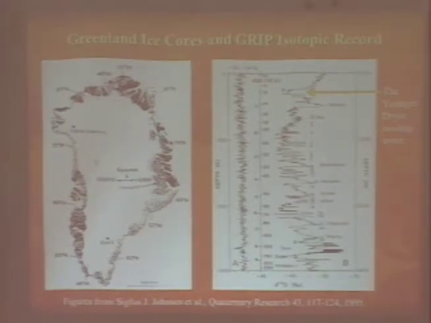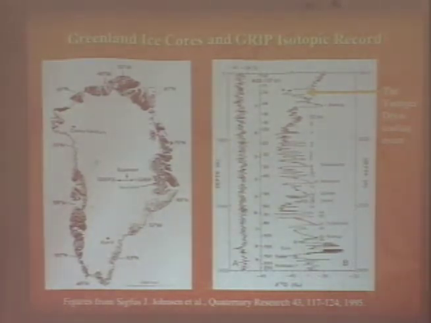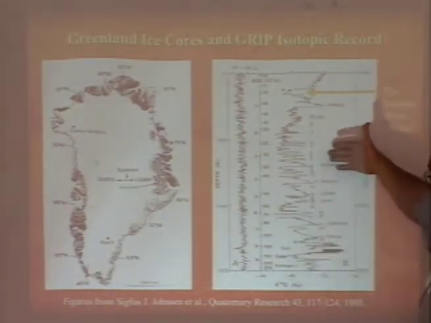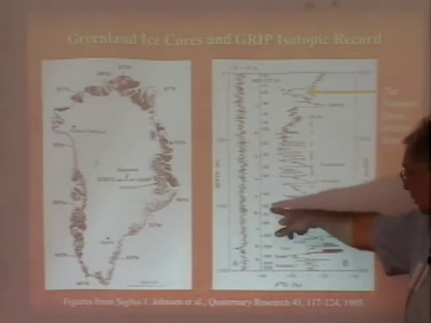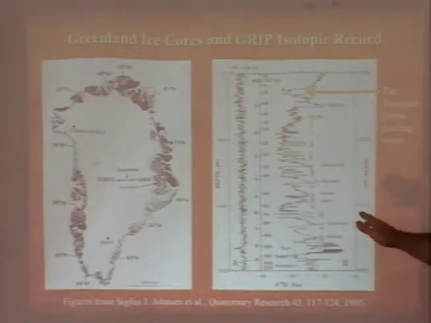Okay, so let me just begin by reminding you of the data which are driving all of this discussion. First, just the data from the GRIP ice core. This is from one of Sigfus Johnsen's papers. You'll know that Sigfus is famous for having designed the cheap European drill, which was actually able to get to bedrock considerably before the Americans were able to get there. And so when you talk to Sigfus about these data, he's extremely proud of the technical accomplishment.